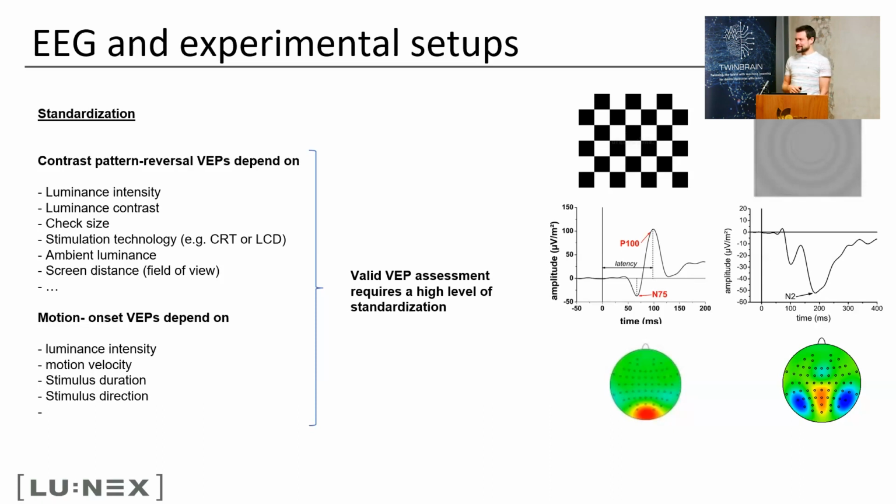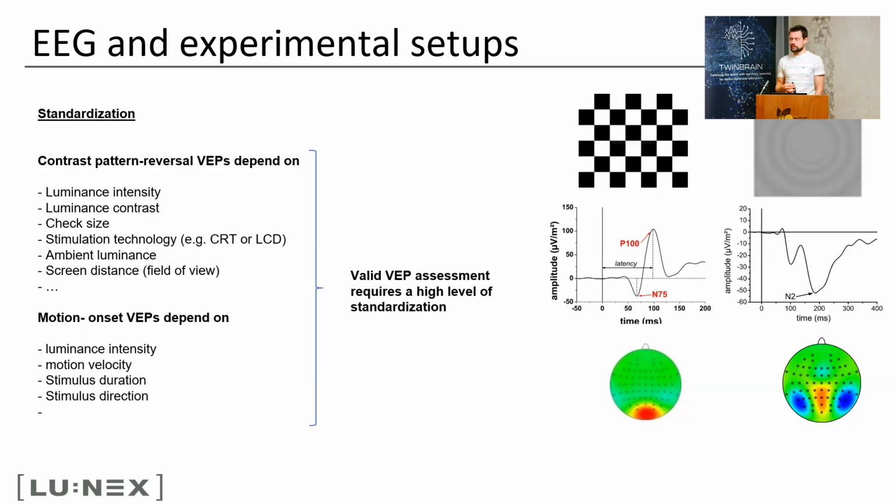For the motion onset, what has an influence? Obviously, again, the luminance intensity. This is also why before every experiment, we are checking the luminance. We have a light sensor and just ensure that we have, for example, the 17 candela that we want. The motion velocity has a huge influence.